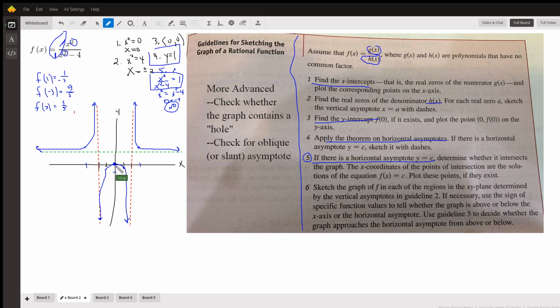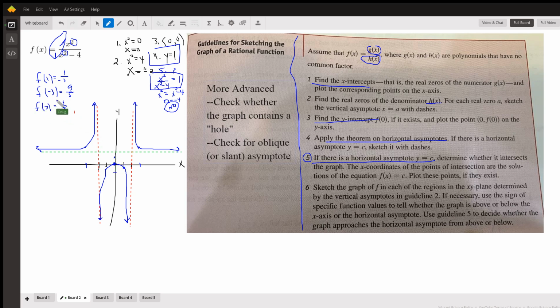So the curve can never cross this green dashed line, but we don't really know if it turns around at (0, 0) or not. It could maybe turn around up here. So that's where the calculus comes into play.